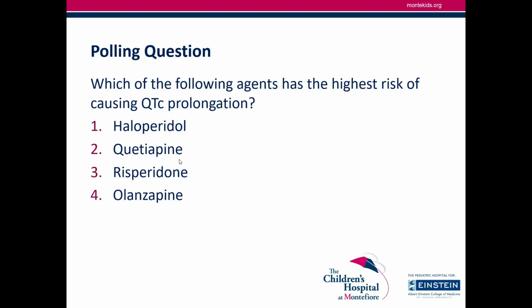Okay, it looks like the majority of the group did say haloperidol, which is correct. Due to its QTC prolongation effects, it has fallen out of favor and use in pediatrics. So most hospitals use either quetiapine or risperidone. The practice can vary based on which institution you're working at, but either one of those is usually our go-to first line agent, and then the alternative is the go-to second line agent.